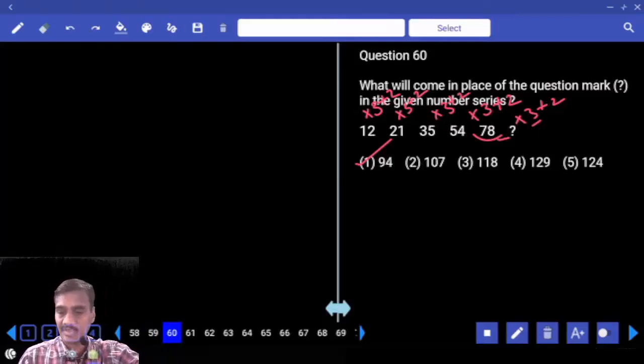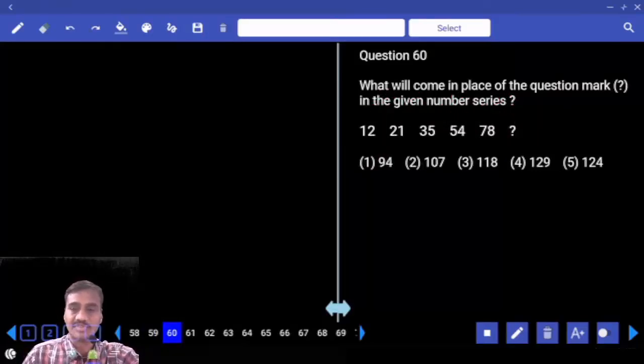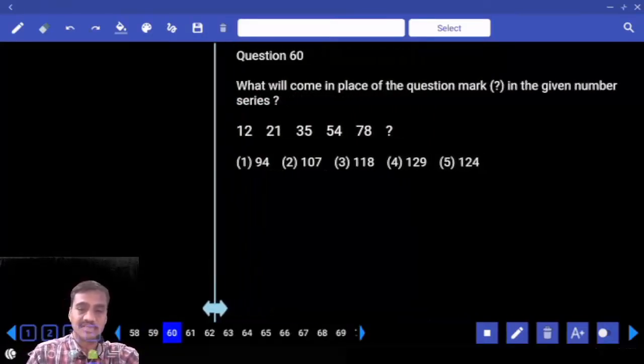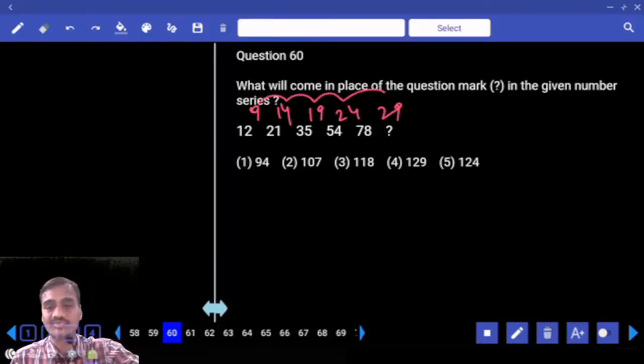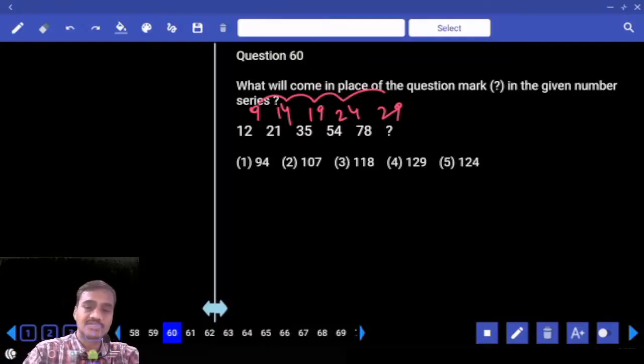And 60. Now in 60, 12, 21, 35. The numbers are increasing at a smaller rate. 12 and 21, what is the difference? 9. 21 and 35, 14. 35 and 54, 19. The next ones are 9, 14, 19, 24. Then the next one will be 25, because the difference of differences is a constant 5. 78 plus 29 is 107, choice 2.